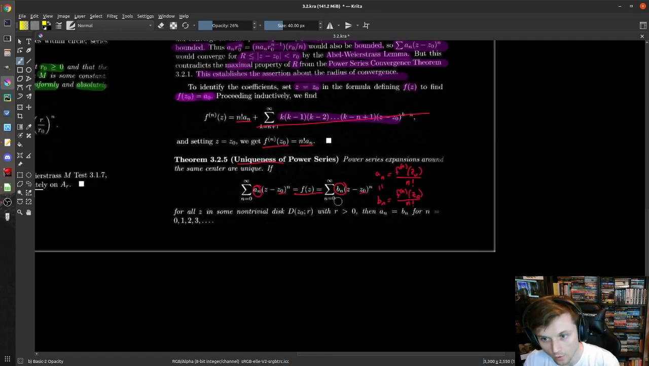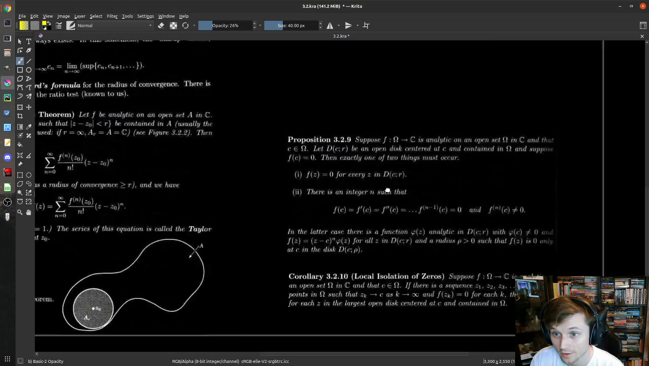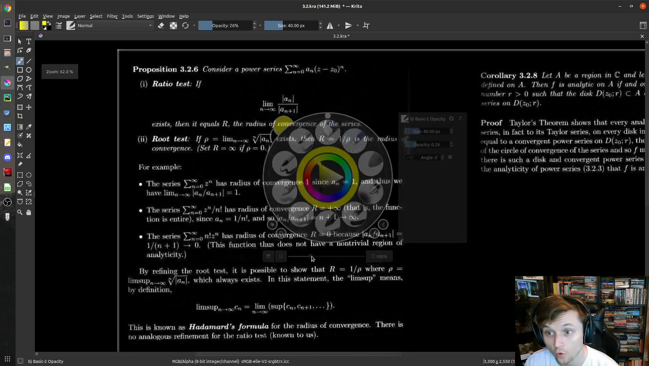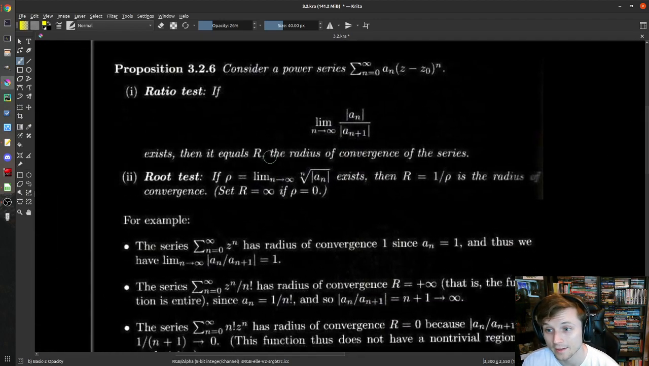Now that we've got that power series are unique, at least locally, this is the last result of last time. We got that power series expansions around the same center are unique. So if you've got two power series expansions around the same point z naught, in some non-trivial disk D(z naught, r), that is some disk of non-zero radius, then the coefficients of the power series are the same. All right, sweet, that's awesome. That tells us a lot of good things, namely that if we can get a workable formula, then that's the formula.